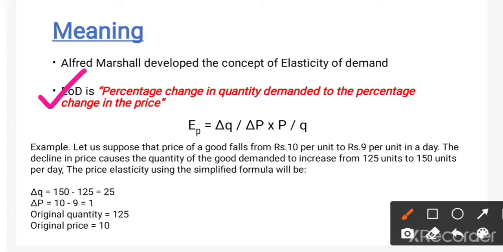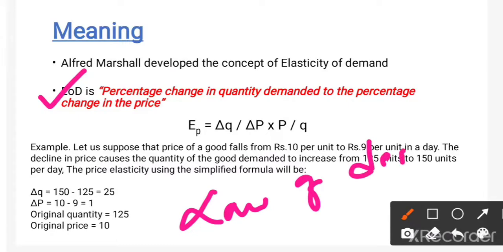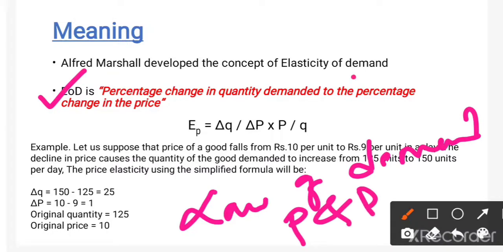Students, in our previous chapter, in your offline class, we studied the law of demand. There we studied just the relationship between price and demand, that is, when the price of a commodity increases, the quantity demanded decreases.